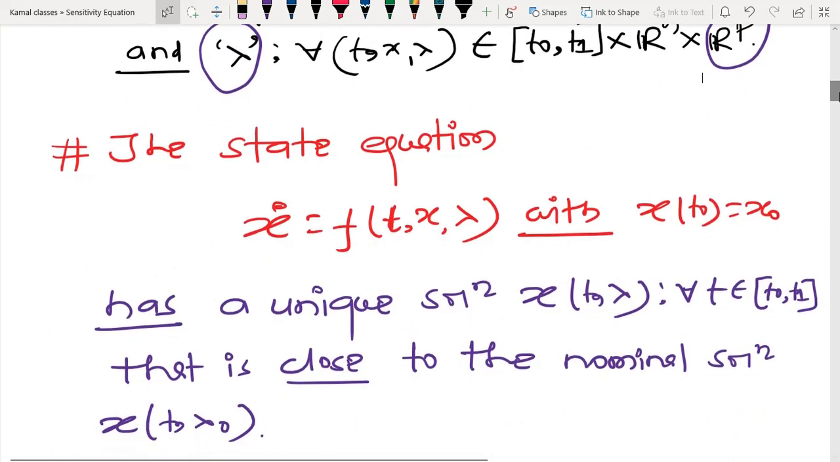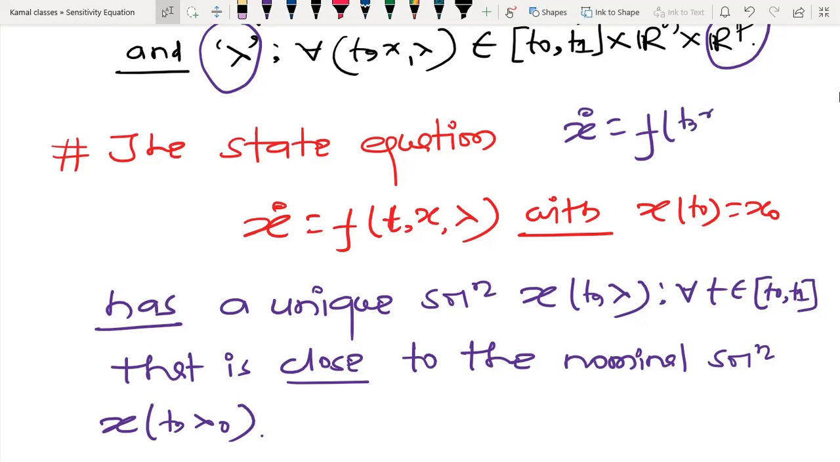Now what happens if I consider the variation? You can see that initially my nominal equation is like this: x dot equal to f(t, x, lambda 0). Now since this lambda 0 is varying, my perturbed equation, in terms of the parameter, is represented like this.